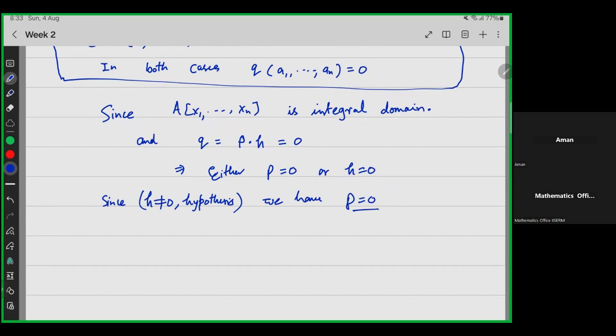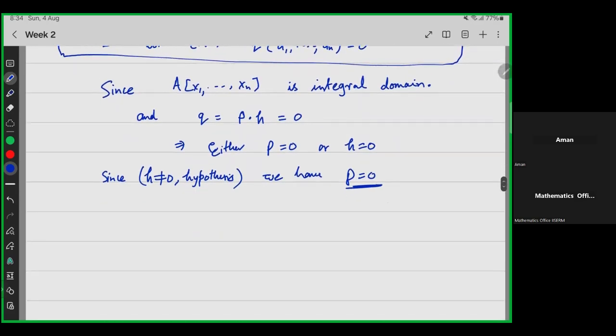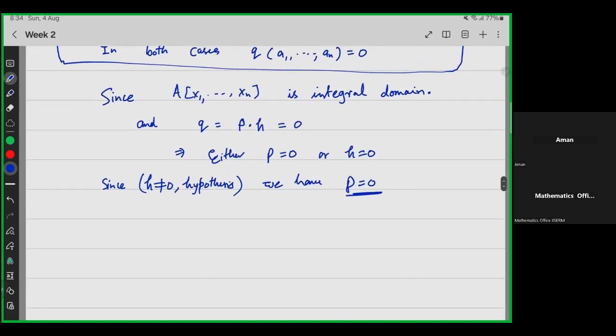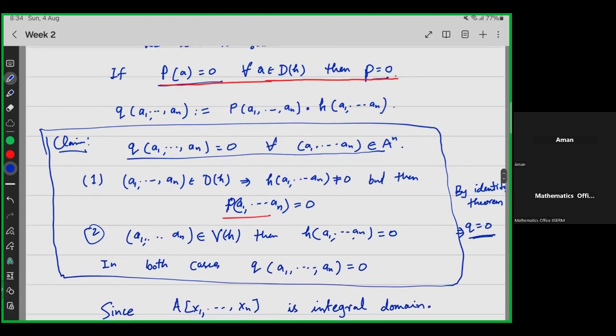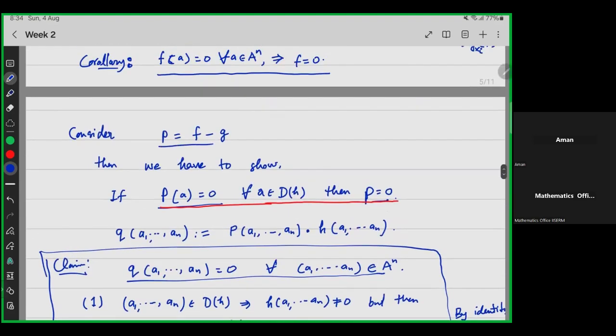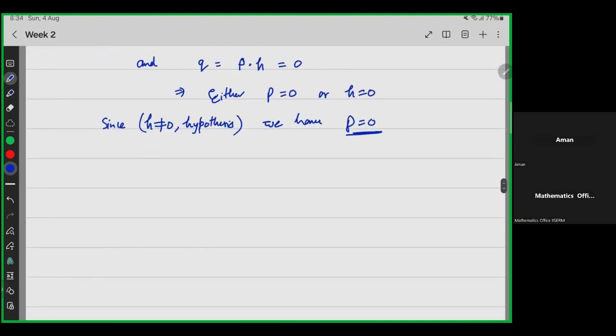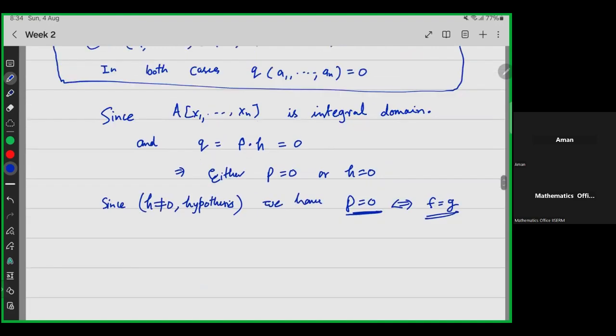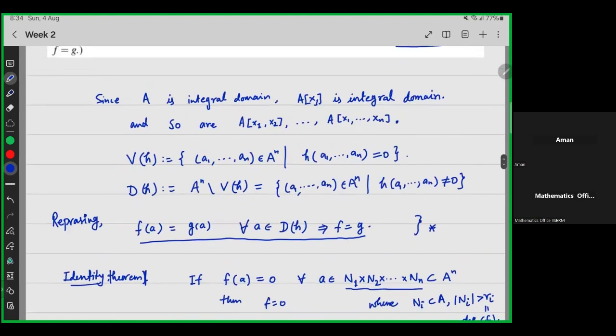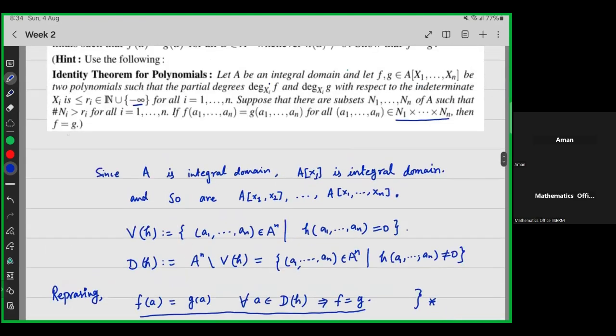This polynomial p itself is 0 on all of it. This is how we show p is equal to 0. Now, because we had taken p is equal to f minus g, if you remember, we can go here. p is equal to f minus g. This is if and only if f is equal to g. This was what we had to show in the question here.